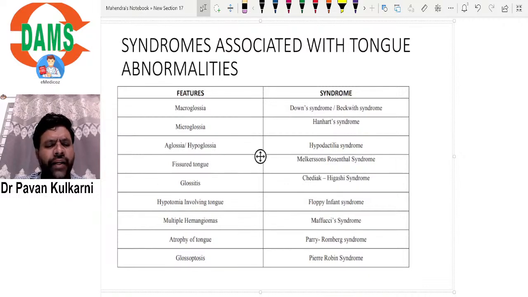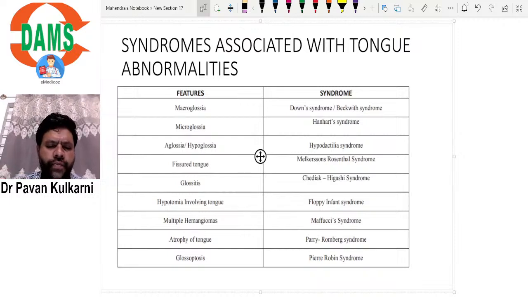Aglossia is not important, leave it. Fissured tongue is very important, where you see it in Melkersson-Rosenthal syndrome. A very important syndrome, Melkersson-Rosenthal syndrome, where you see Bell's palsy, cheilitis granulomatosa, and fissured tongue. We are going to see details of these syndromes in the second part.